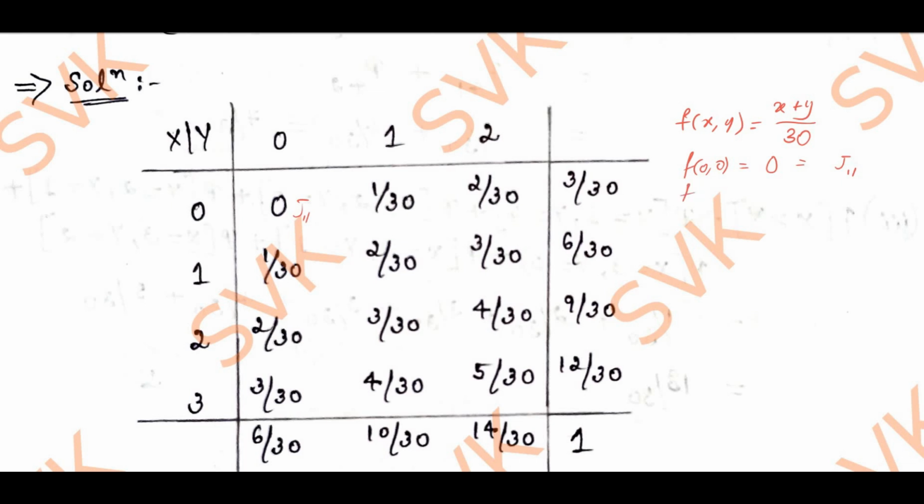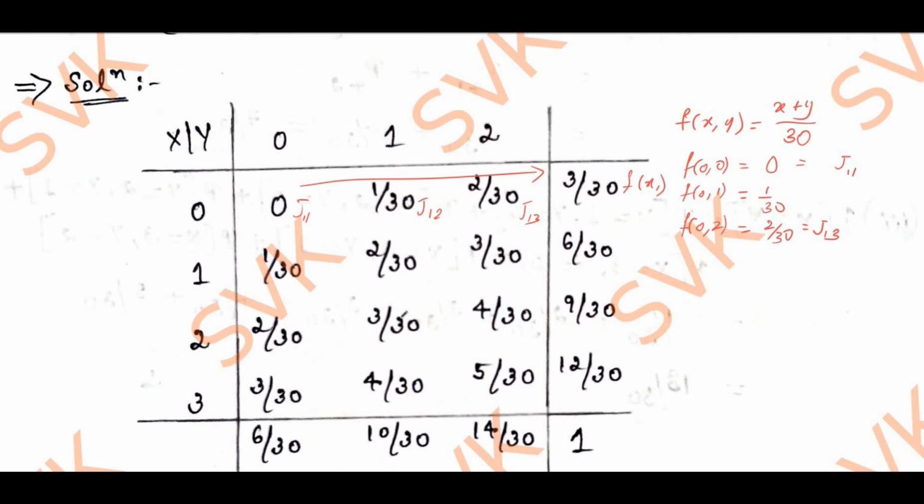Now if you give x equal to 0 and y equal to 1, that represents j12, so it will be 1 by 30. Similarly put x equal to 0 and y equal to 2, and we get 2 by 30. That represents j13. Adding all these values gives f of x1: 1 plus 2 divided by 30 will be 3 by 30.